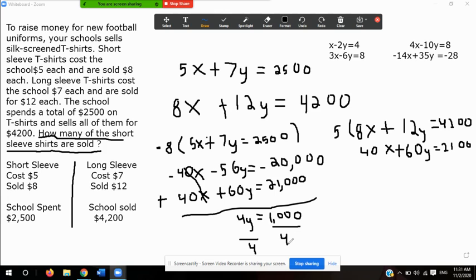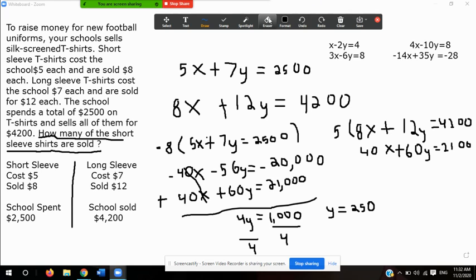So according to this, 250 long sleeve shirts were sold, and that's okay, but that's not what I need. I need to find out how many short sleeve shirts. So that would be the value of x. But in order to find x, we need the value of y. So we know that there were 250 long sleeve t-shirts sold. Now we want to find out how many short sleeve t-shirts were sold.